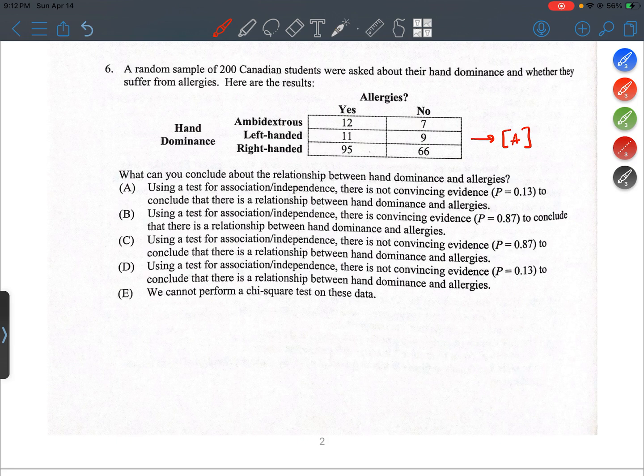Okay. All right, from here we're going to run our chi-square test, right? Because the data is presented in a two-way table, this is either a chi-square test for homogeneity or a chi-square test for independence. You can kind of tell by looking at the answer choices that they all say independence or association, so it's going to be that one there.